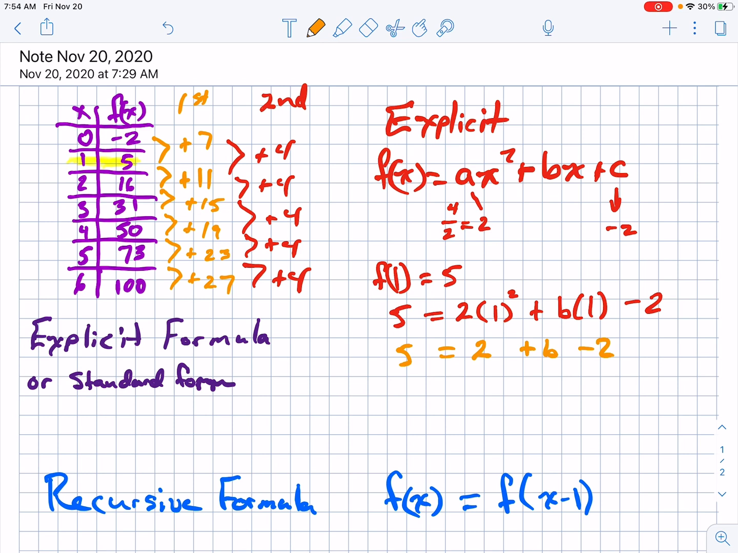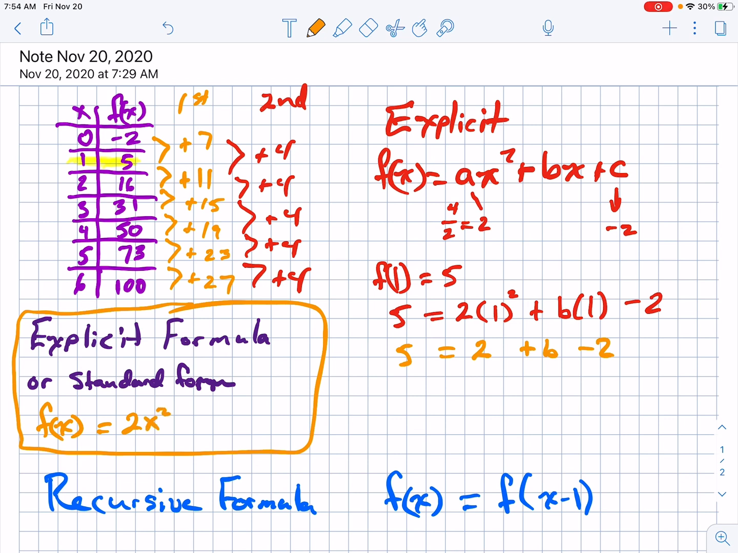So my explicit formula for this relation would be f of x equals 2x squared plus 5x minus 2. That would be your explicit formula. If you want the recursive, it's always your function is equal to the previous amount plus a linear expression, which is like, remember, mx plus b, slope-intercept form. Well, your mx part is going to be your second difference. So I'm going to do plus 4x, and then I'm going to add or subtract some more amount.